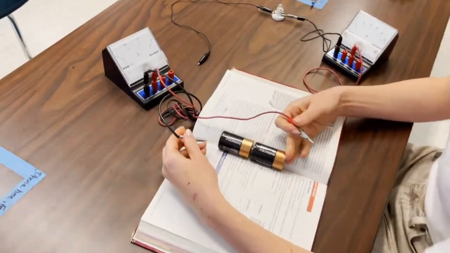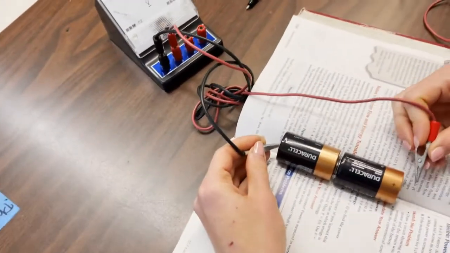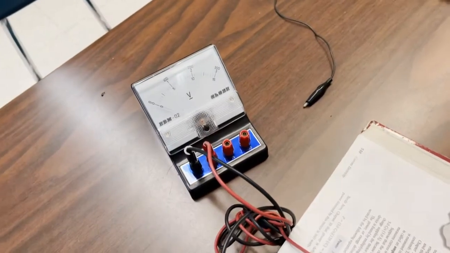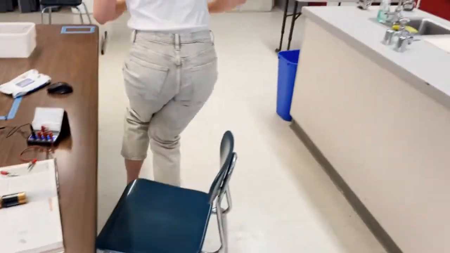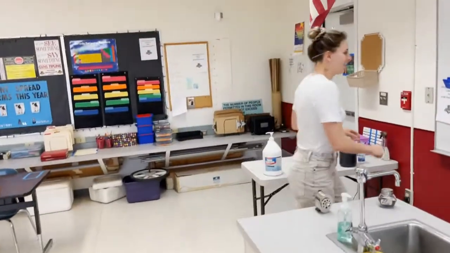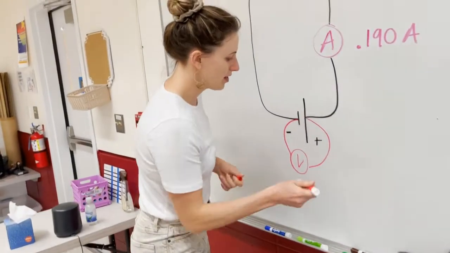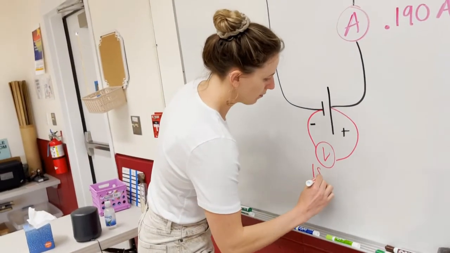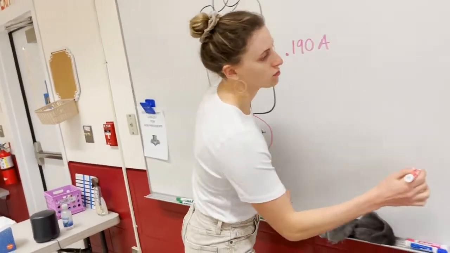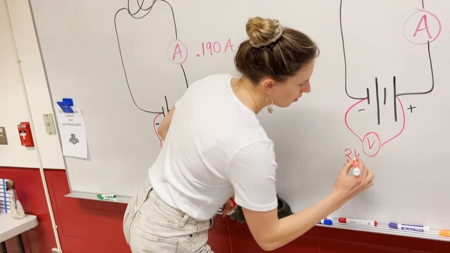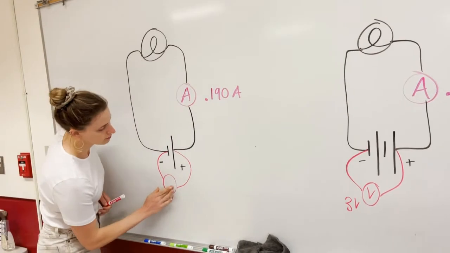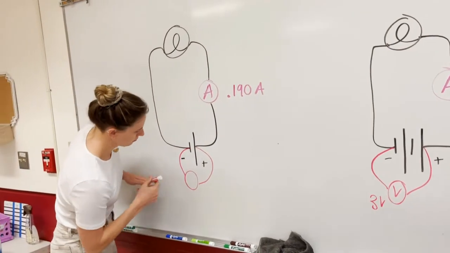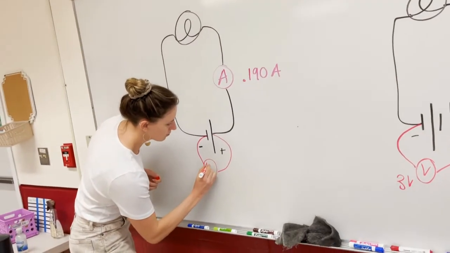Let's do two of them. What do you think it's going to be, boys and girls? Predict. 3 volts. Even a little more than 3 volts, but there's no lines to read it on. So for this one, it was 1.5 volts, and then this one was 3. So when you add one battery after another, it adds the voltage.